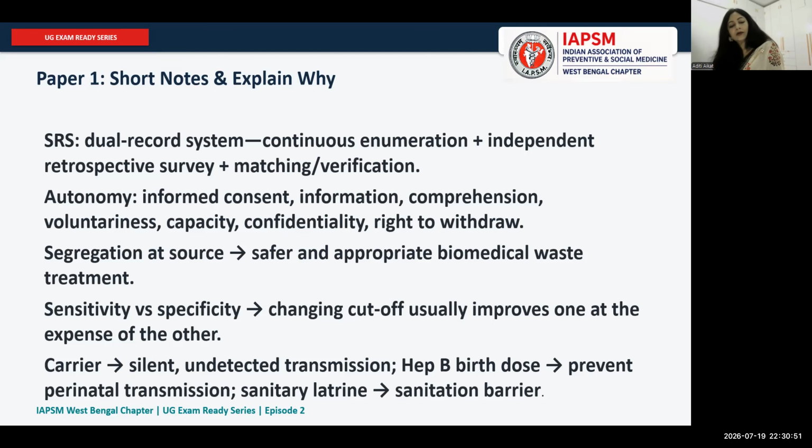And now, why is hepatitis B given as a birth dose? That is one of the explain whys. It is basically to prevent the perinatal transmission. And regarding sanitary latrine, it is an ideal example of a sanitation barrier. Here you have to mention the feco-oral route transmissions and the 5 Fs. If you give the diagram as is always taught in every college, the 5Fs, it would be great.